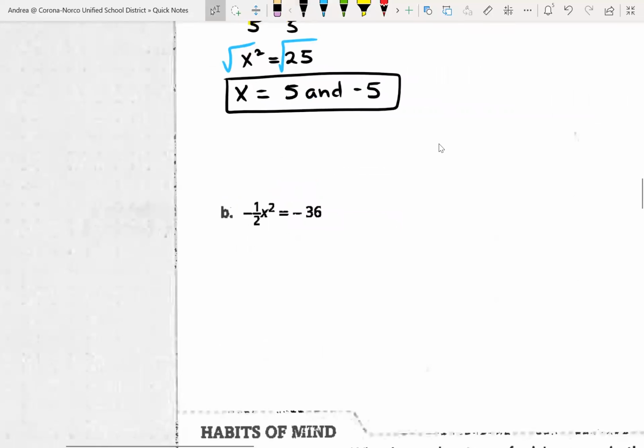Okay, next one. Now I have negative 1/2 times x squared equals negative 36. I want to get that x squared by itself. How do I get rid of the 1/2? What's the same as dividing by negative 1/2? Yes.